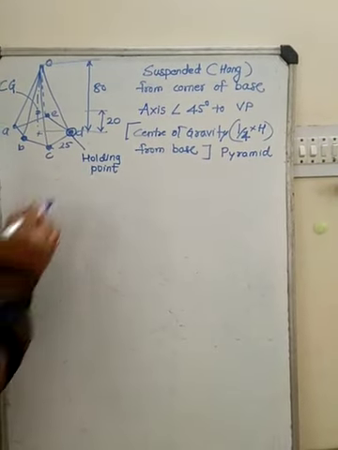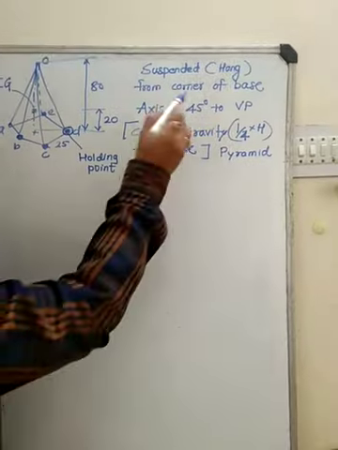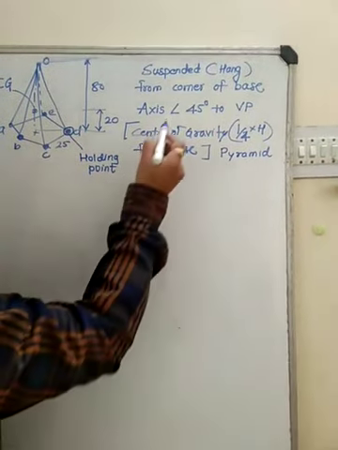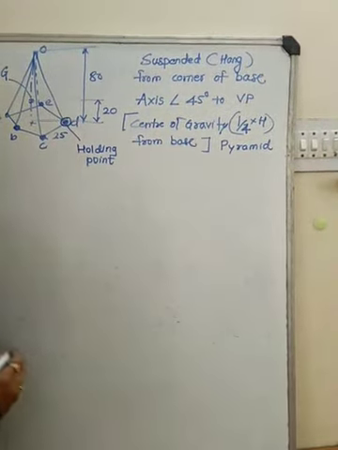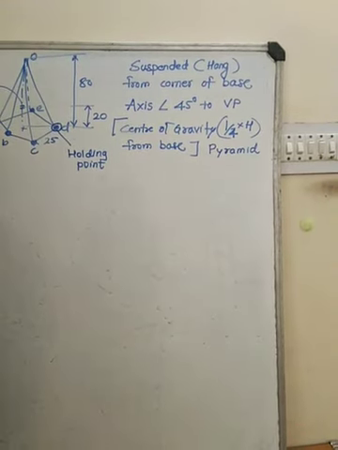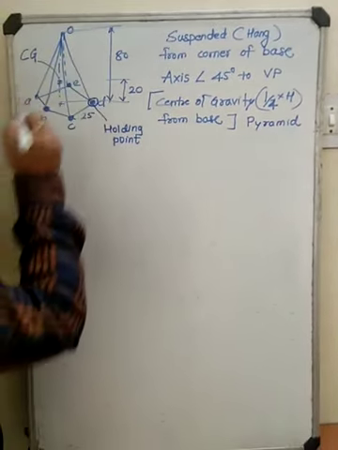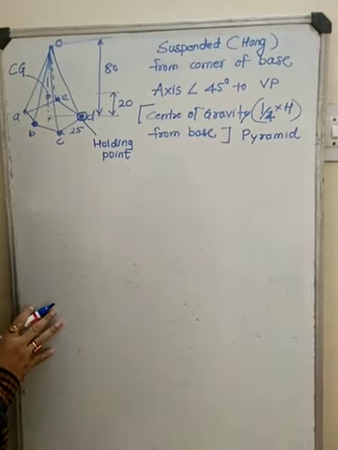From where you will have to suspend. Another condition is given to you: axis inclined 45 degrees to VP. You will have to make the inclination of the axis with VP.